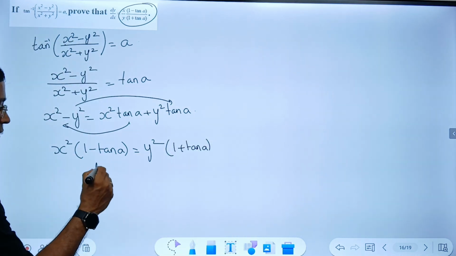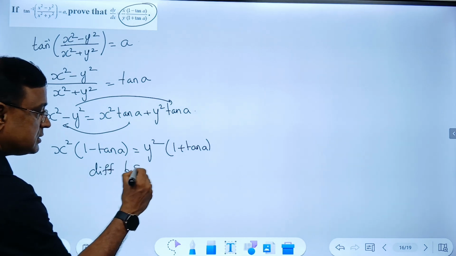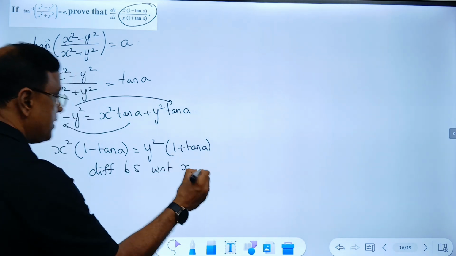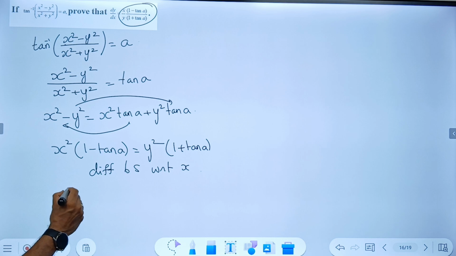Now I will differentiate both sides with respect to x. Now what is differentiation of x square? Differentiation of x square is 2x.